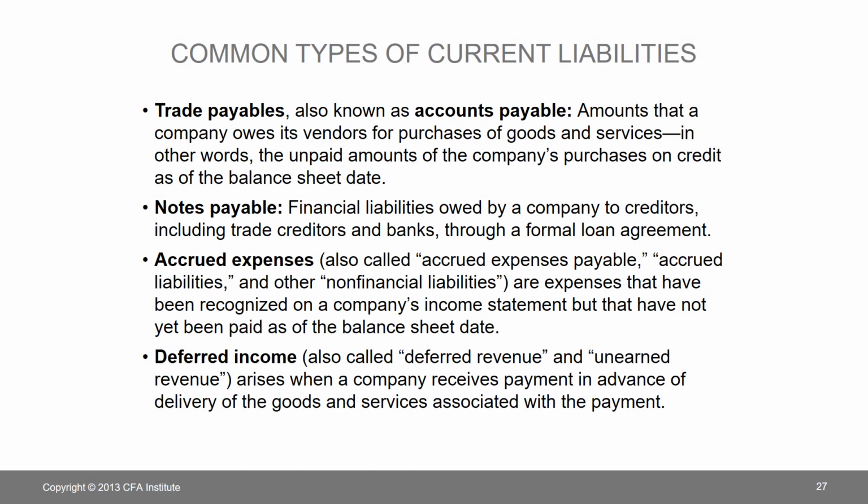Now we move on to types of current liabilities, and here you see four of the most common types of current liabilities that appear on balance sheets. Okay, so first we have the trade payables, also known as accounts payable, and these basically are amounts that a company owes to its vendors for purchases of goods and services. In other words, the unpaid amounts of the company's purchases on credit as of the balance sheet date.